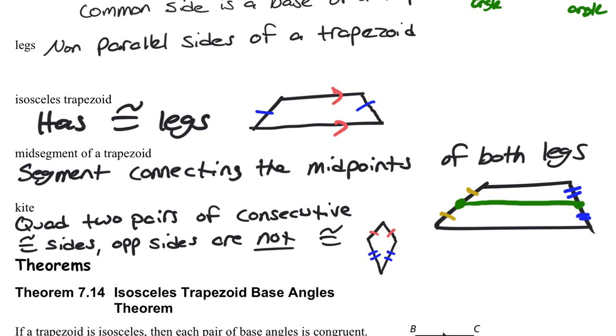So we have trapezoids and kites today. Now, it's already been a pretty long part of our notes. Now let's get into actually the theorems. So again, a lot of stuff. All these theorems are talking about specific things.